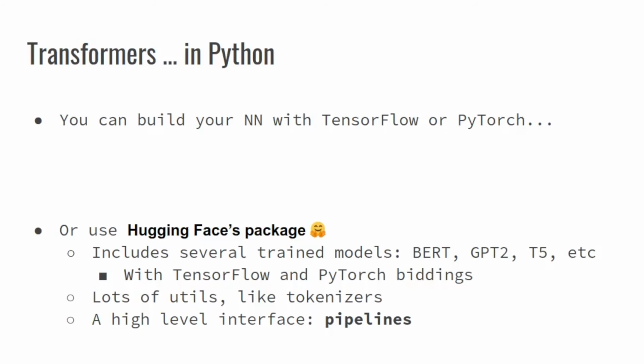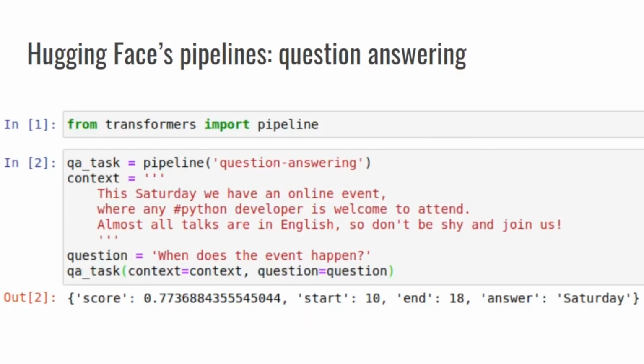But for me, the best of this library is that it comes with a high-level interface called pipelines, in which you can use a transformer without the need to understand what's behind. For instance, here you have an example. You just load a pipeline with a question answering task, and you give some context, like this Saturday we have an online event, blah blah blah, and you ask a question, when does the event happen? And the result is quite good, because the answer is Saturday, with a 77% score.